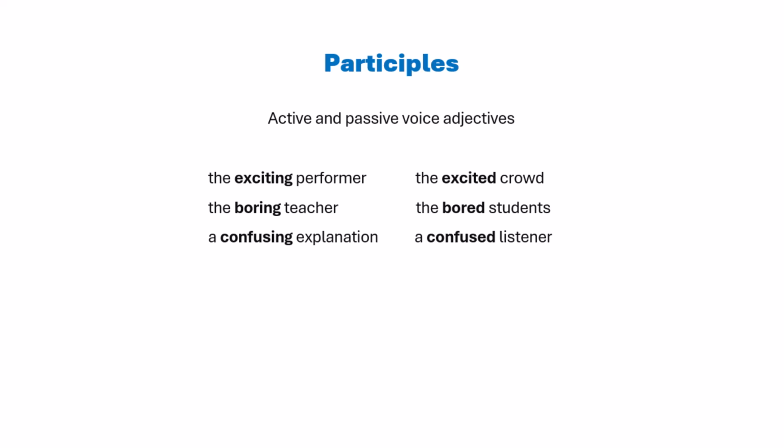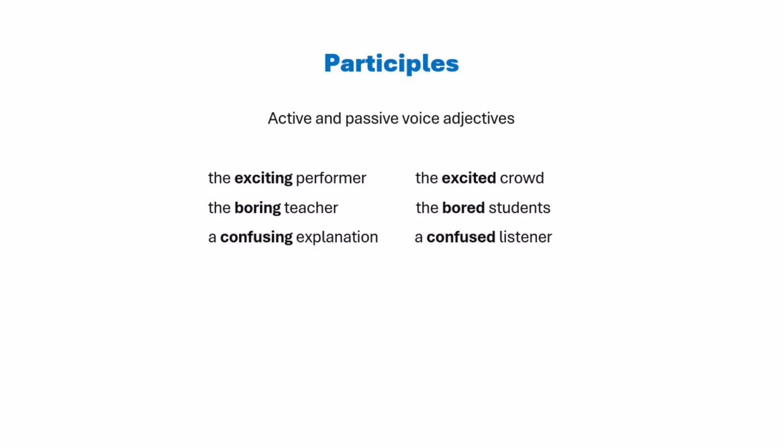Some adjectives also have an active and passive form. These are called participles. Participial phrases start with these kinds of words. Many adjectives do not have active and passive versions, like big, black, strange. However, many adjectives have active and passive forms. The exciting performer, the excited crowd, the boring teacher, the bored students, a confusing explanation, a confused listener.